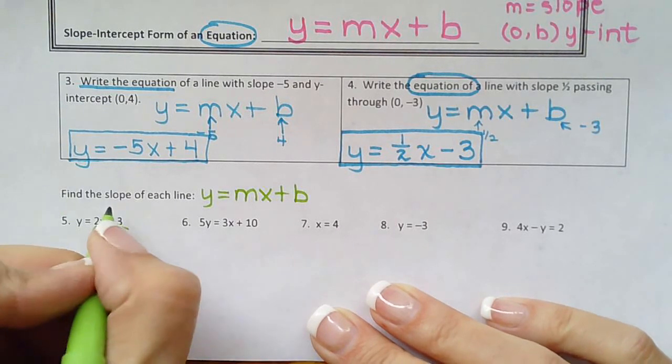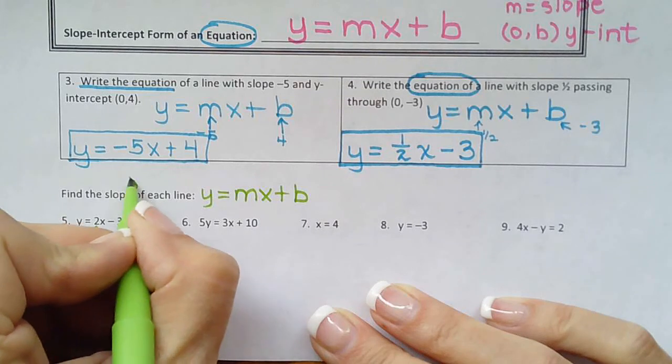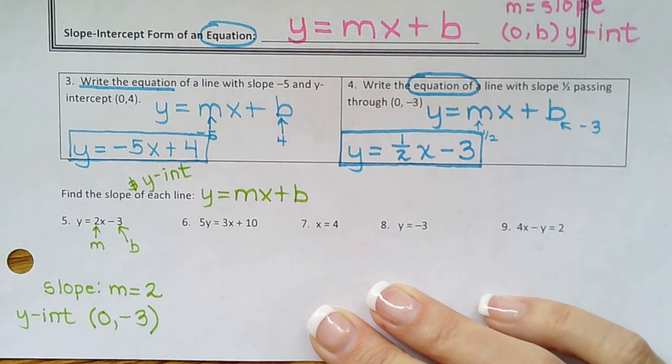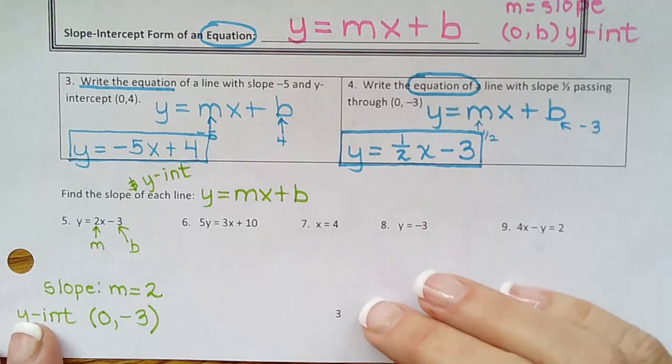Okay, so I just extended these directions. So find the slope and y-intercept. Because whenever you need one, you usually need the other. So we'll practice both.